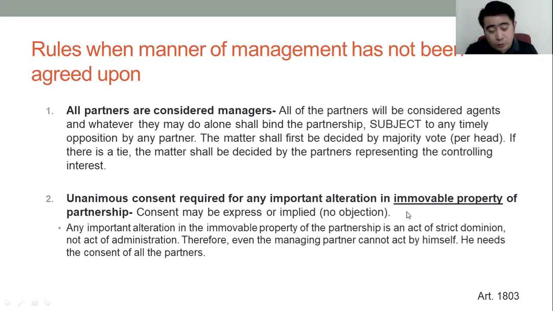So class, what do we mean by unanimous? So dapat lahat, no? Dapat lahat ng partners. But the consent may be expressed or implied. Well, let's say yung ibang partners naman, hindi naman sila nag-o-object. No? So class, importante to.